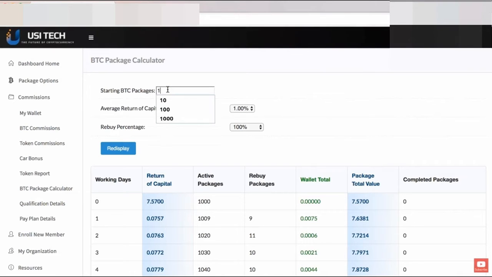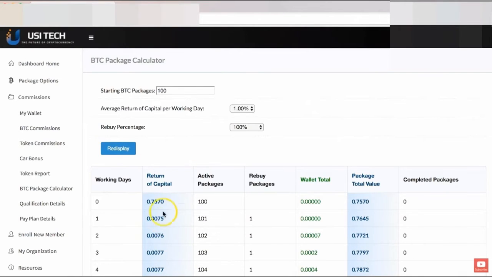So let's just say we started with 100 packages. What that really means is the calculator is taking the price of 100 packages right now, which is here, 0.75 Bitcoin, equaling 100 packages that will work for us over time. So working days basically just means the amount of days the packs are going to be working for us.